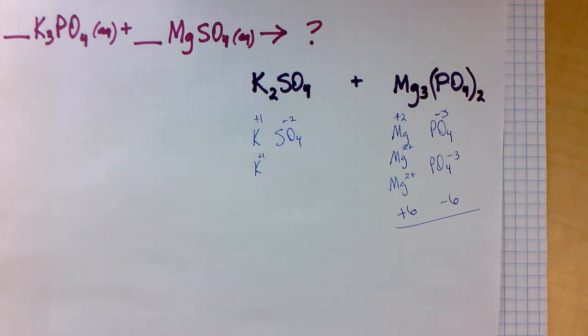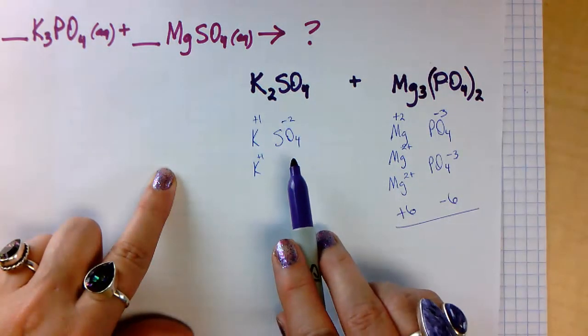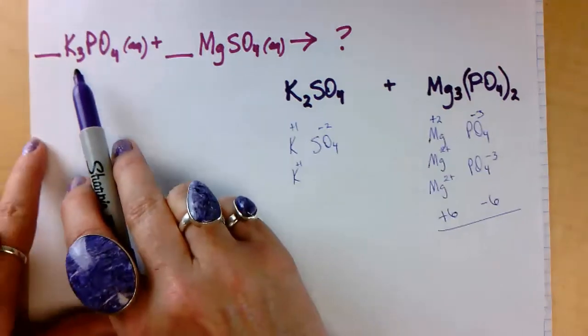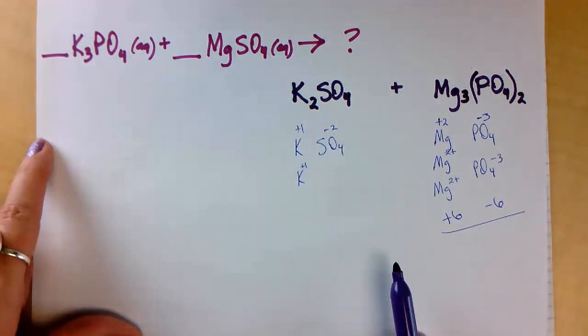Always check your charges when you write your products. Every time you put a metal with a non-metal, you must check your charges. Do not bring numbers over. This 3 does not come over. Don't copycat. Copycat is wrong.